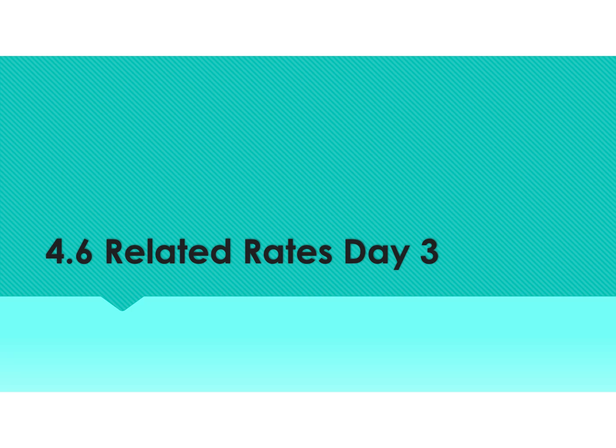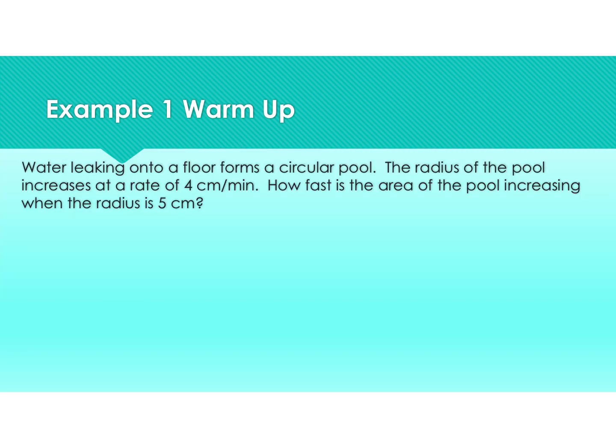All right, 4.6 part 3. We did example 2 yesterday, so we have 1 and 3 to do today. So example 1 says water leaking into a floor forms a circular pool. The radius of the pool increases at a rate of 4 centimeters per minute. How fast is the area of the pool increasing when the radius is 5 centimeters?